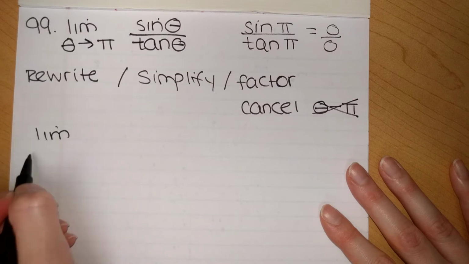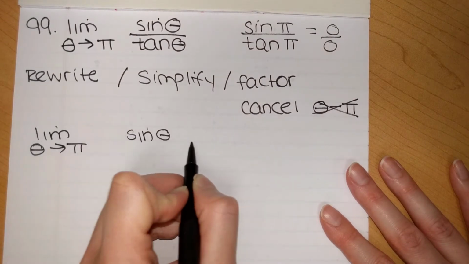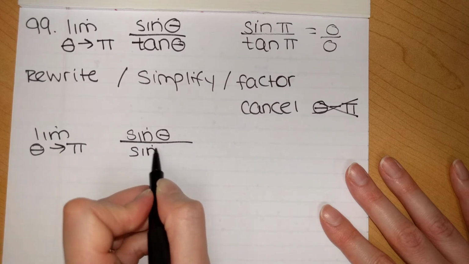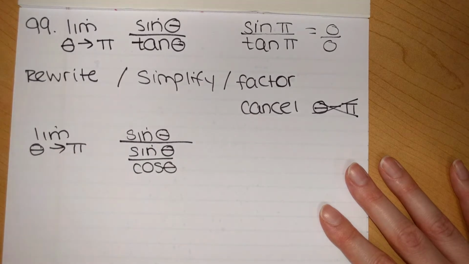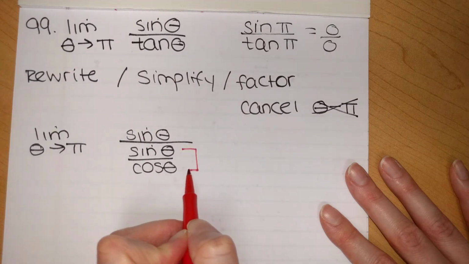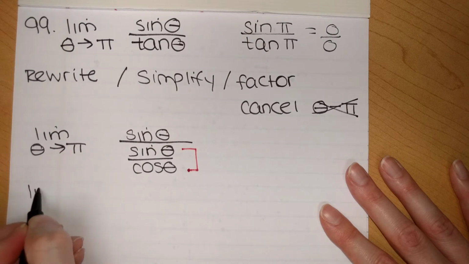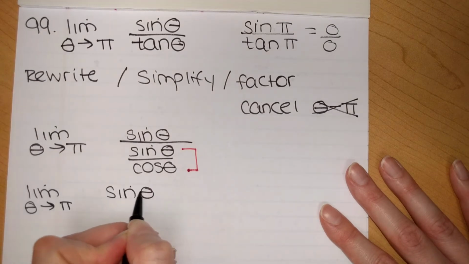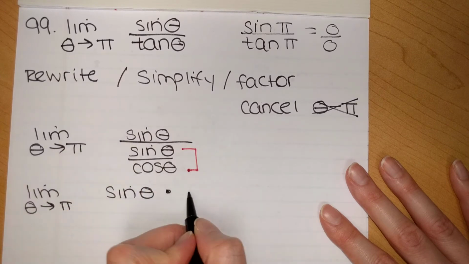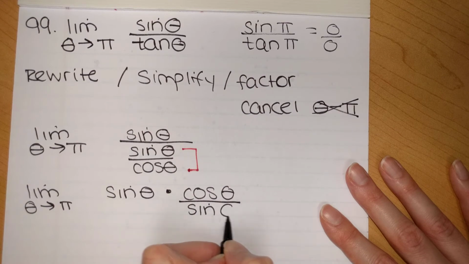All right, so we have the limit as theta goes to pi of sine theta, and then my tangent would be sine of theta over cosine of theta. Now, because we have one fraction in the denominator, we can flip that denominator. So we still have the limit as theta goes to pi of sine theta, and then multiply by the flip of the denominator, which is cosine theta over sine theta.